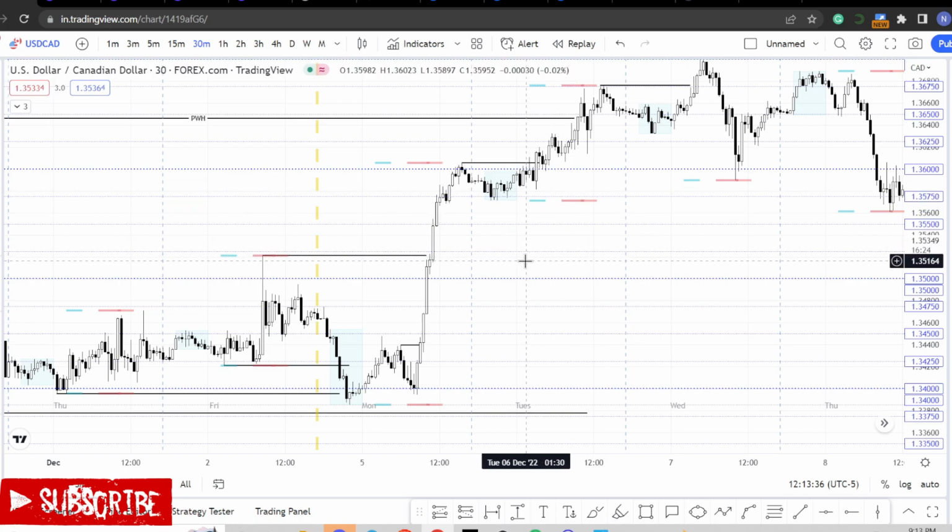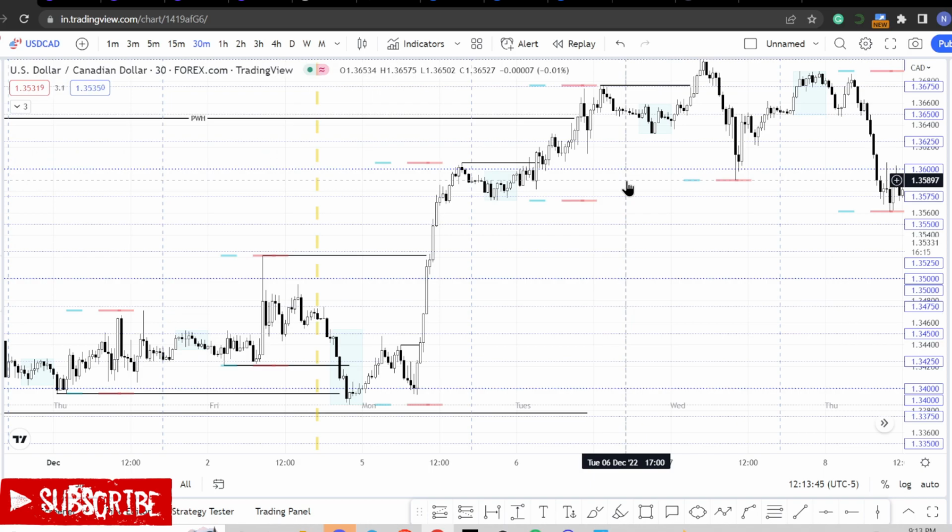The three pushes to a session, three pushes in a week. So in this particular case, we have three pushes in a week to the high of the week. We have our first break, that's our first push.